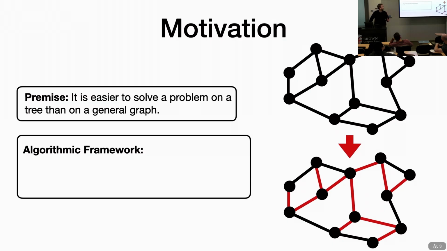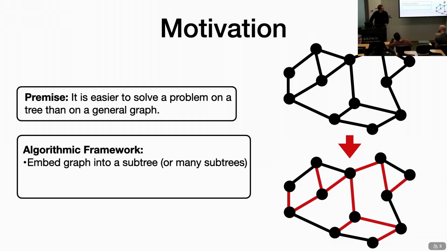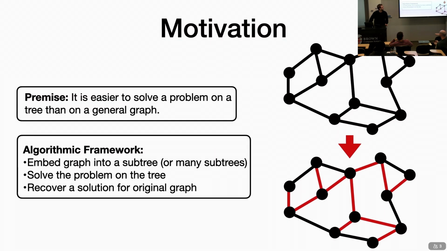And so then a framework that can be useful to solve a lot of algorithmic problems on a graph is that you embed the graph into a subtree, and then you can solve the problem on the tree, which we want to say is easier, and then you somehow recover a solution to the original problem. But in this paper, we're just going to be talking about the first step. How do you embed your graph into a subtree?